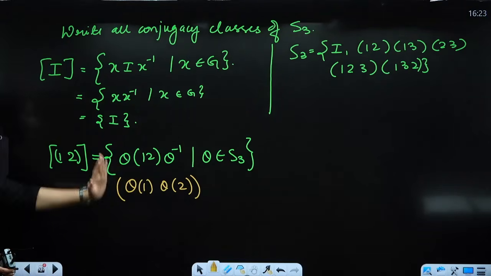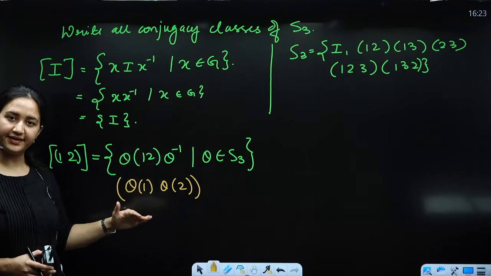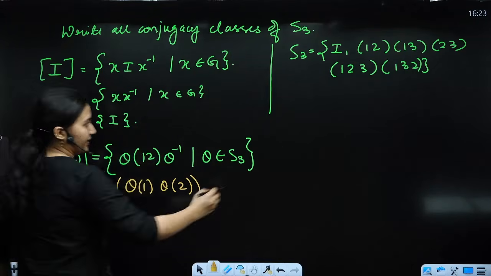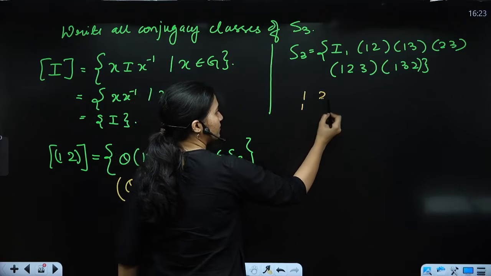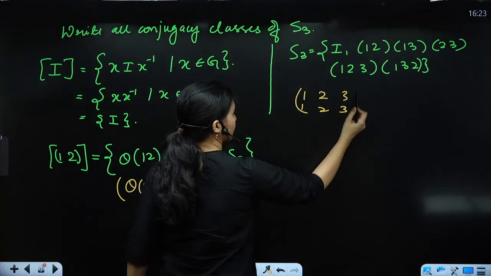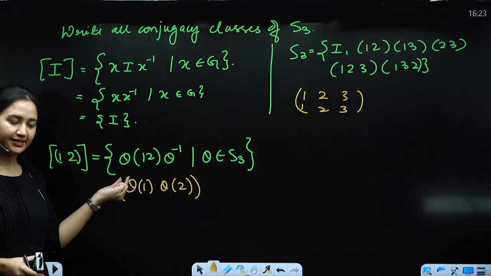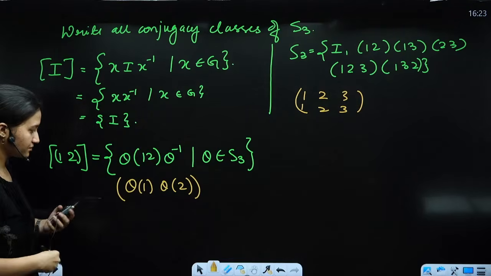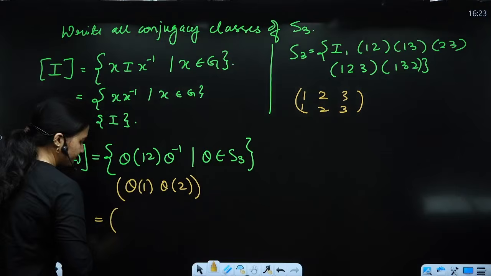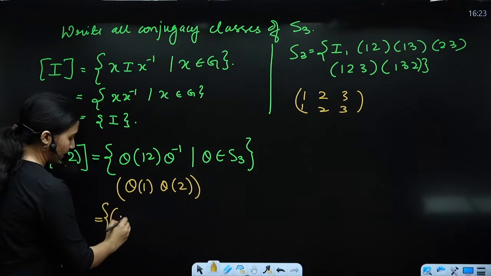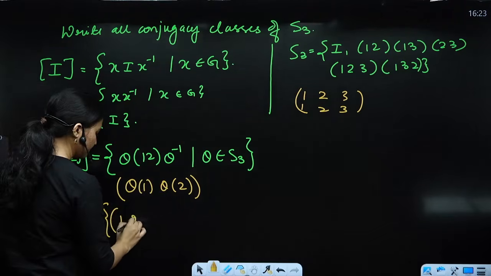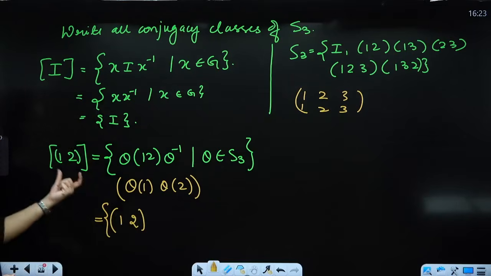First of all, if I take identity, it is going to give me identity. See, in identity, 1 maps to 1, 2 maps to 2 and 3 maps to 3, right? So if I am taking the value of theta as identity, what is going to be theta 1? Theta 1 will be 1 and theta 2 will be 2. This is exactly the element (1 2).